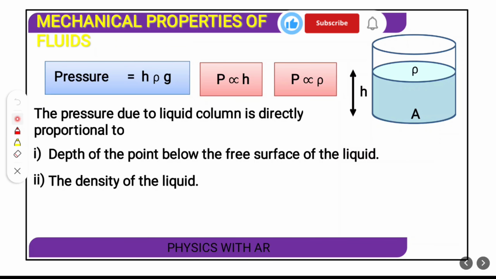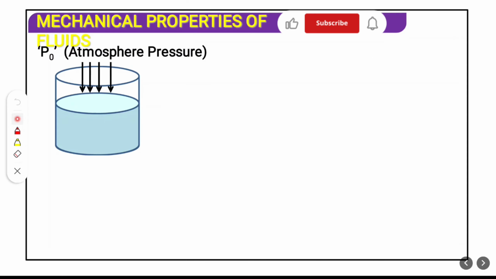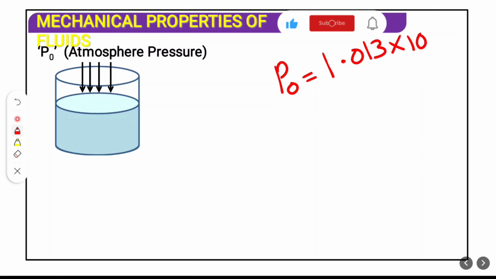The pressure due to a liquid column depends on the depth h, the density, and the acceleration due to gravity. Here we have not discussed atmospheric pressure. Atmospheric pressure is a standard value, P naught, equal to 1.013 into 10 to the power of 5 pascals. We will discuss this in detail later.